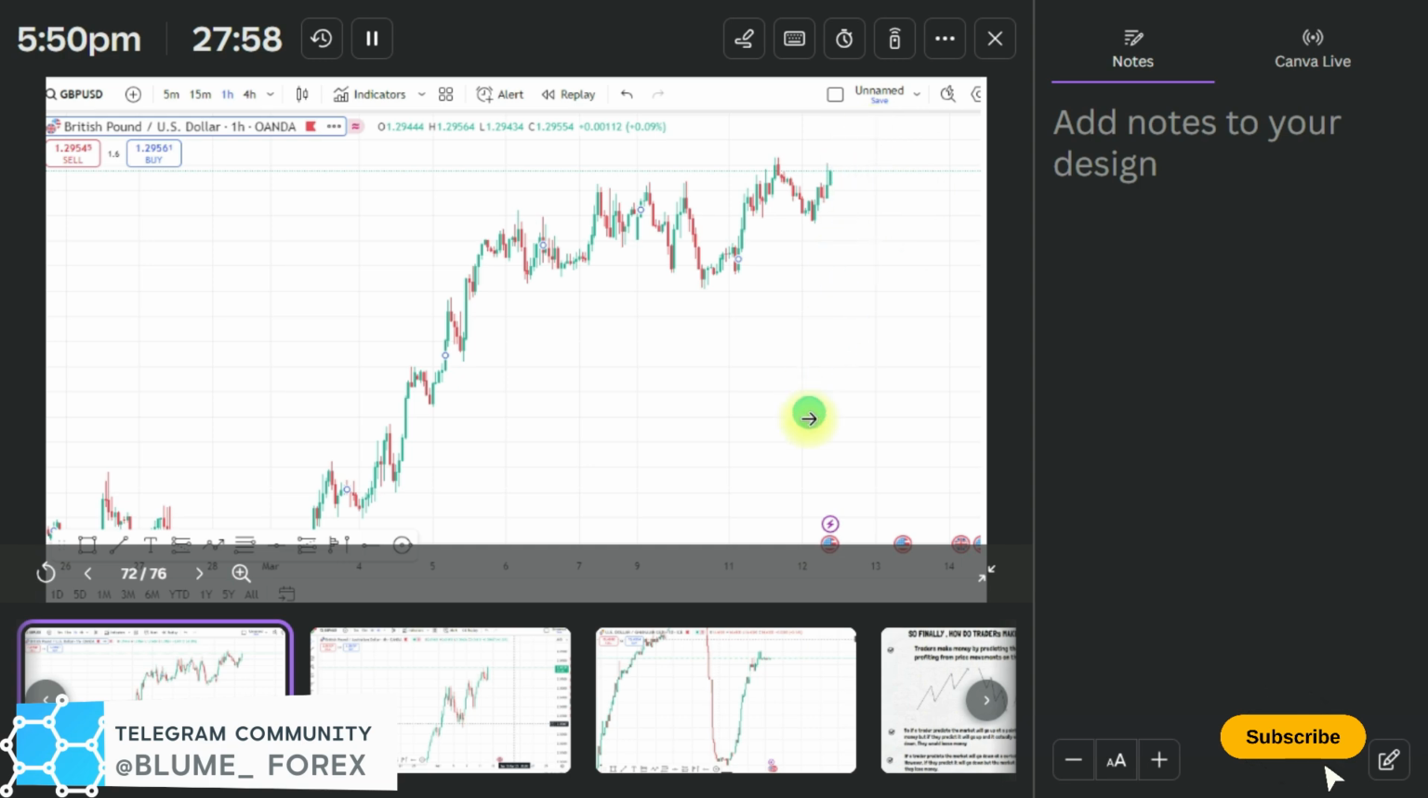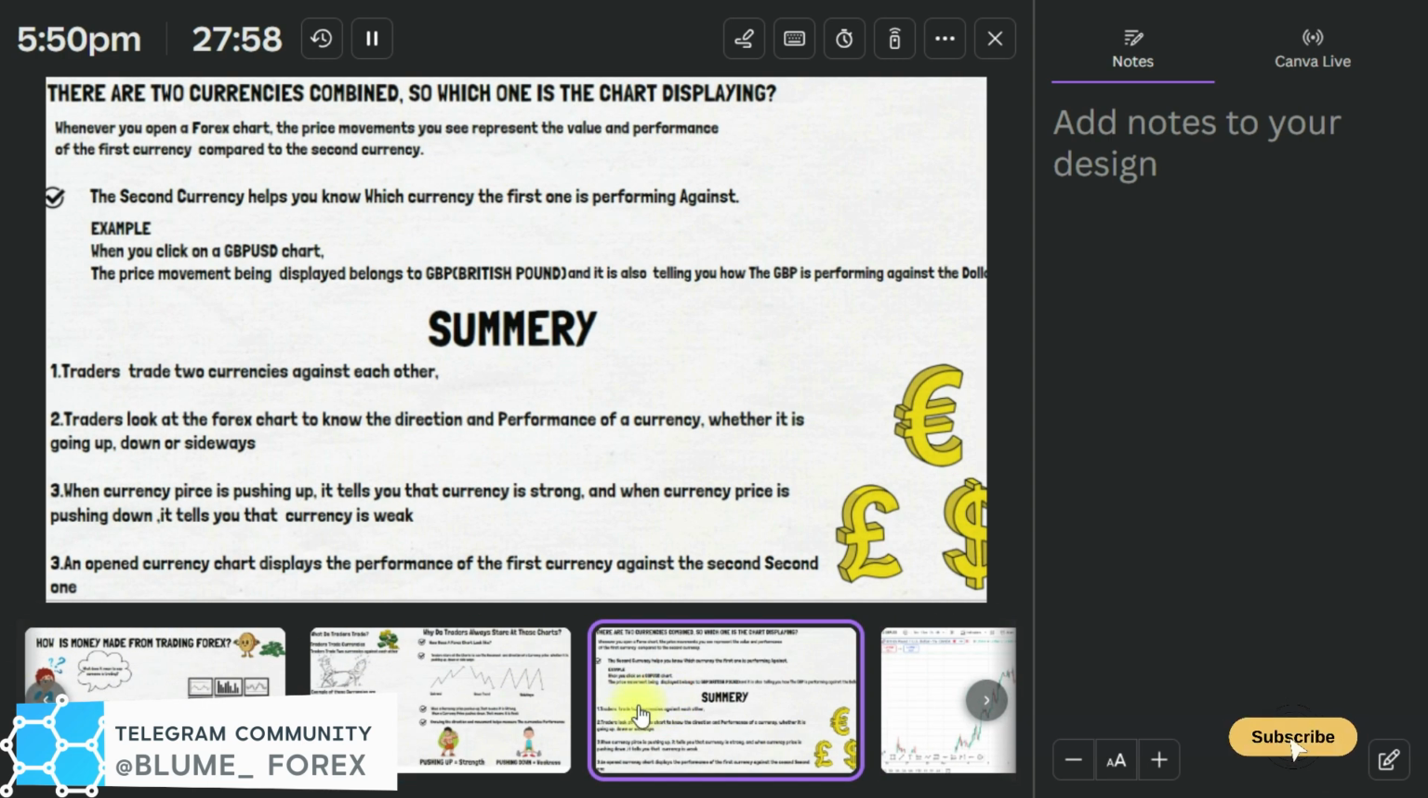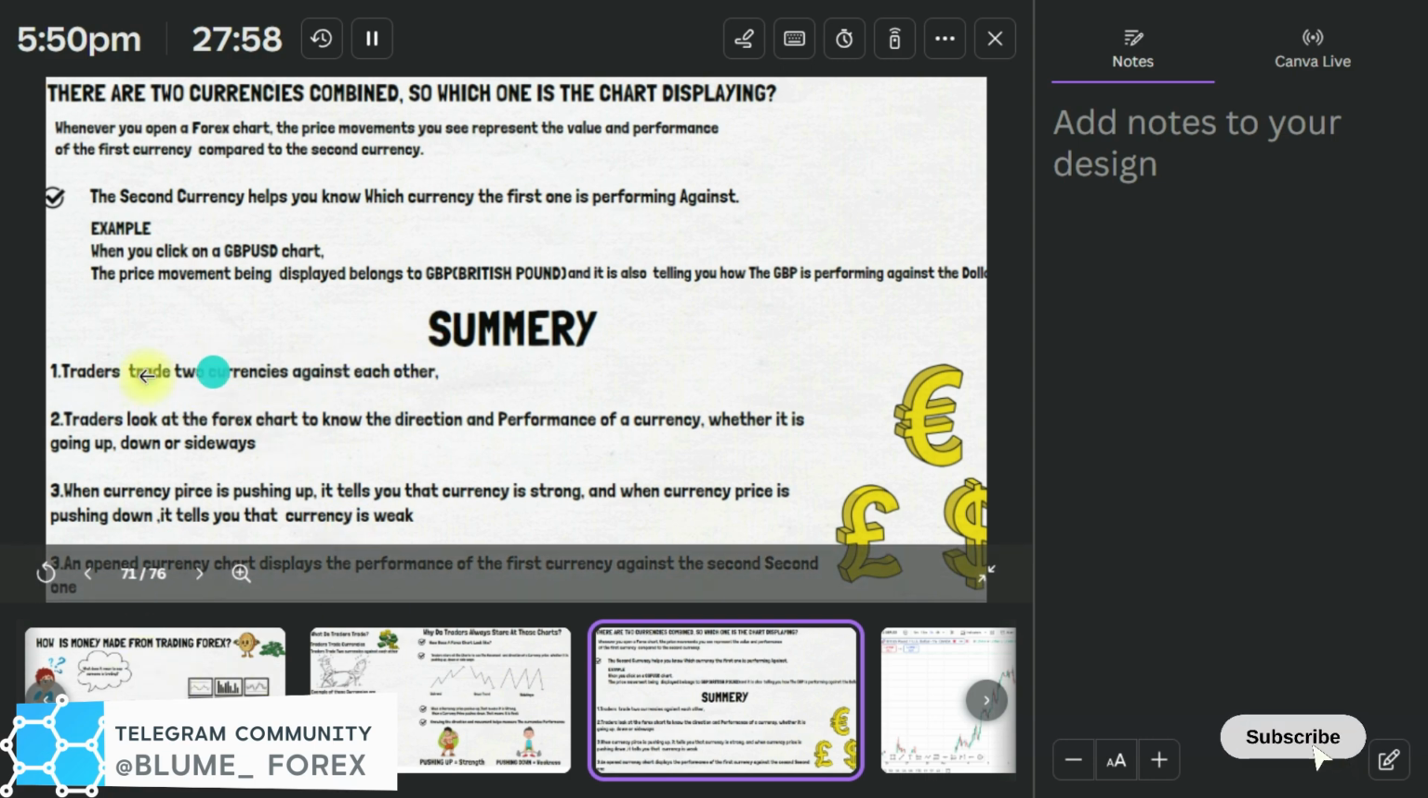If it's to drop down here, that means you need fewer dollars to buy what? A pound, right? Okay, I think this is very understandable. Now, in summary, in this session, traders trade two currencies against each other.